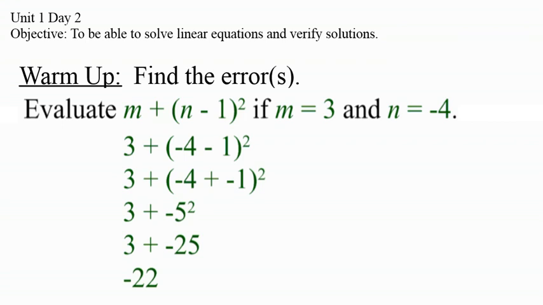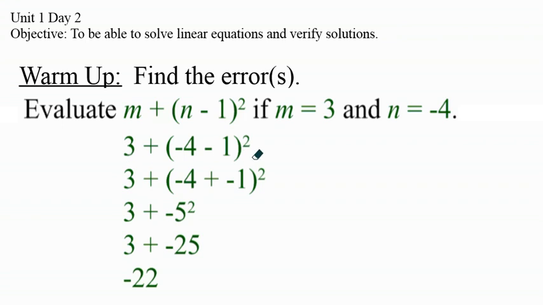What we'd like to do is try to find the error or errors in the simplification process when we're evaluating the expression with those values for the variables. So we know when we're evaluating, we're going to substitute the values in for the variables into the expression. So every place I see m, I'll substitute a 3 in, and n, I'll substitute a negative 4. So this first line here, we have done just that.